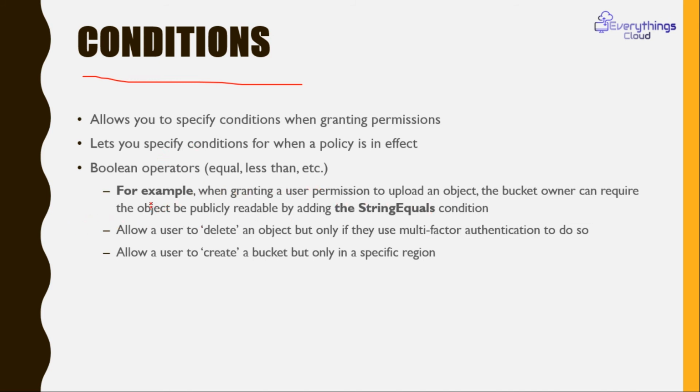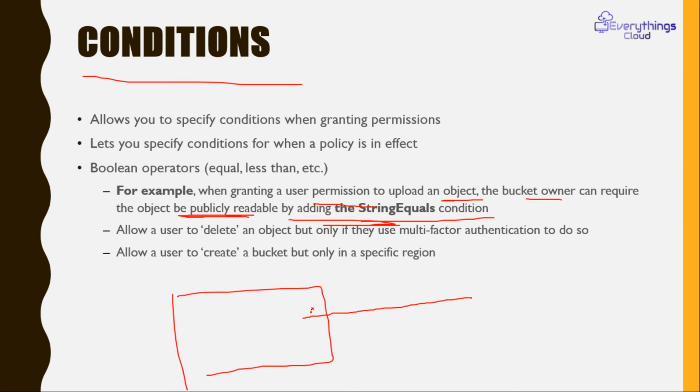So when you are granting a user permission to upload an object to a bucket, the owner can require the object to be publicly readable by adding the string equal condition. So to understand, suppose this is a bucket and A has access to upload a photo in this bucket, so he can upload the photo only if it's publicly readable. Okay, so while uploading the photo, he makes sure that it has public access.